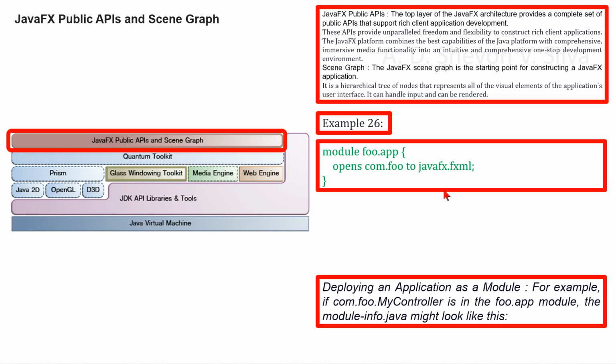A type is reflectively accessible if the module opens the containing package to at least the javafx.fxml module. For example, if the com.foo.myController is in the foo.app module, the module-info.java might look like this. Alternatively, a type is reflectively accessible if the module exports the containing package unconditionally.